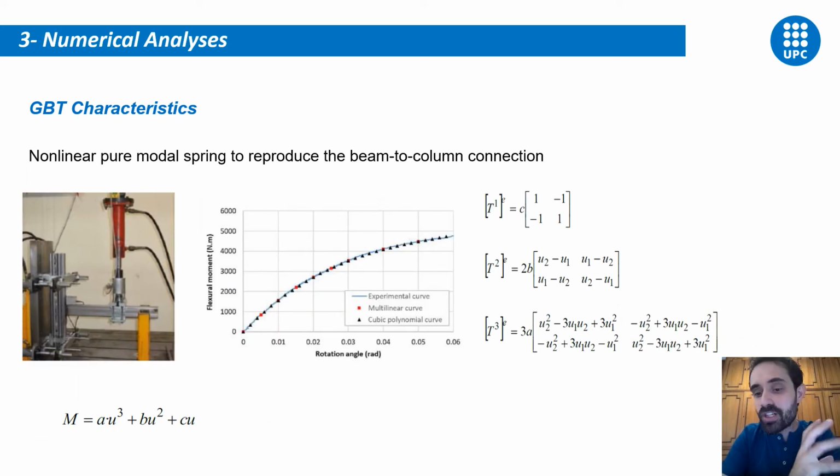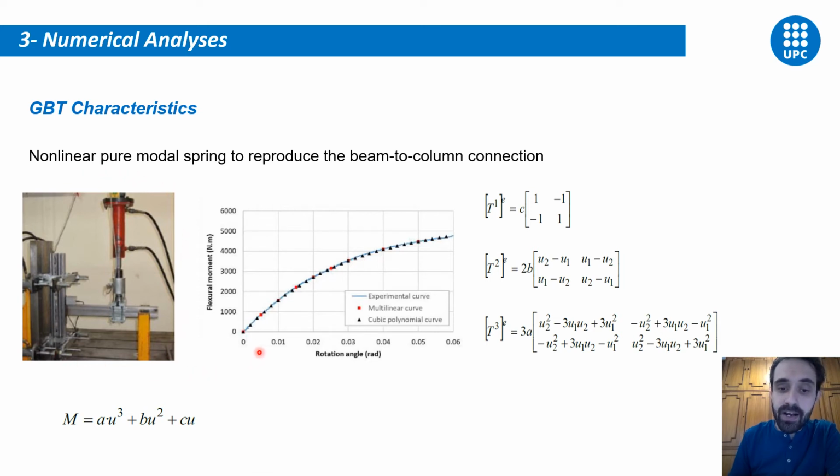So the second issue that we want to focus on in this work is the beam-to-column connection, which mainly exhibits a nonlinear relationship between the flexural moment and the rotation angle. To introduce this behavior into the GBT model, what we have done is to use a nonlinear pure model spring. We have obtained this nonlinear relationship experimentally. As you can see here, this is a picture of our experimental test.